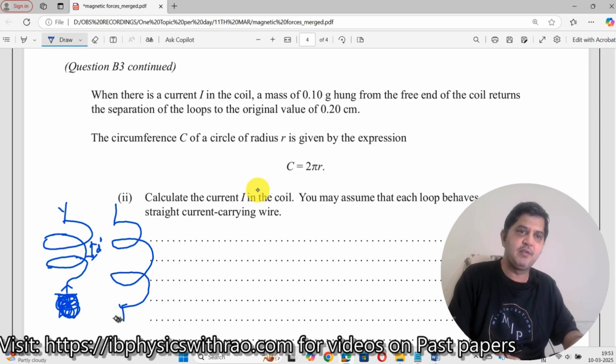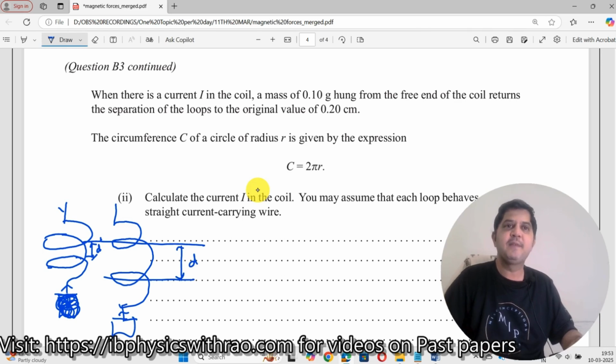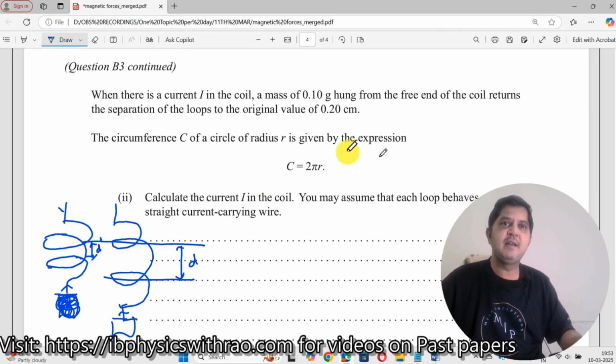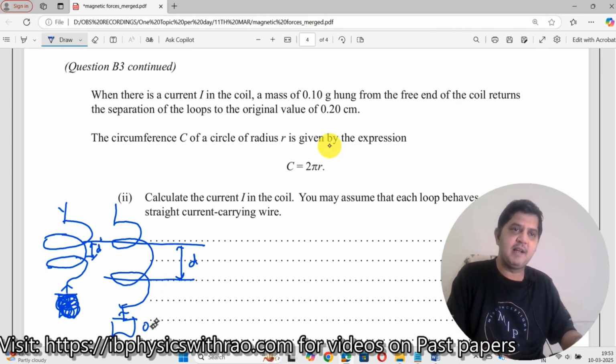Now you added a mass, and the current is still passing over here. As a result, the distance now increases. Now, what is being asked? When a mass of 0.1 gram is added from the end of the free coil, the separation of the loops returns to the original value of 0.2. So once again, it comes to 0.2 centimeter. Earlier, it was 0.1 centimeter.